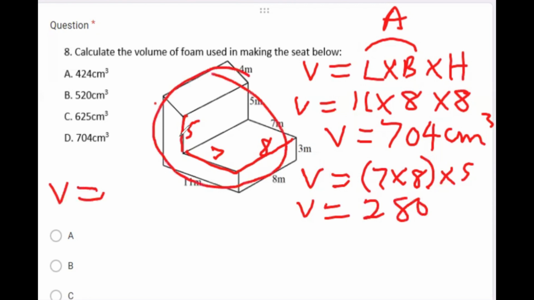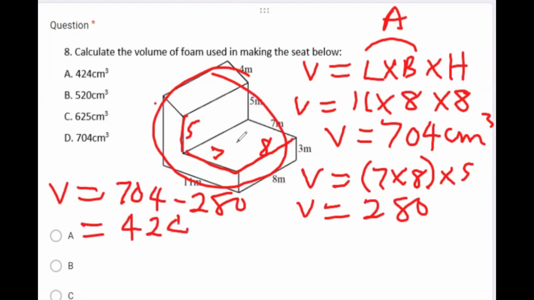Hence, volume of this remnant, this shape we are seeing, is 704, the volume of the original rectangular solid, that is the original cuboid, minus the cuboid removed, which is 280. If you take the difference, you have the volume of this one. That is 704 minus 280. That should give us 424 centimeter cube. And that gives the option A.